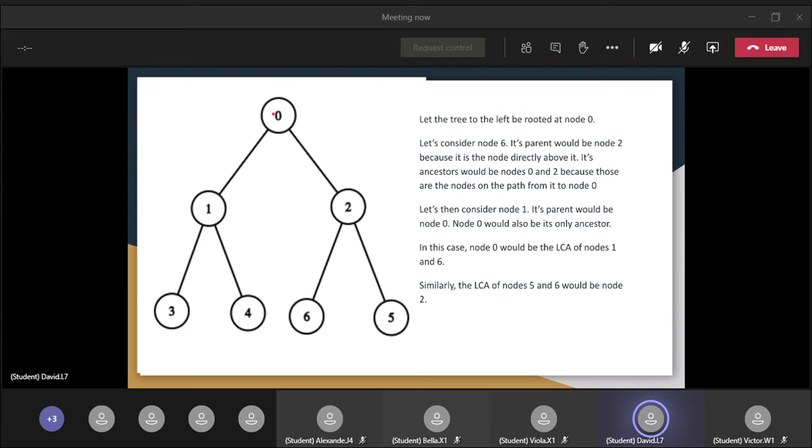So if we were to process nodes 1 and 6, and we wanted to find the LCA, then the LCA of nodes 1 and 6 would be node 0, because it's the only common ancestor in this graph. Similarly, the lowest common ancestor of nodes 5 and 6 would be node 2, because node 2 is an ancestor of both of them, and it's the lowest one. The other common ancestor would be node 0, but node 2 is the lowest common ancestor.